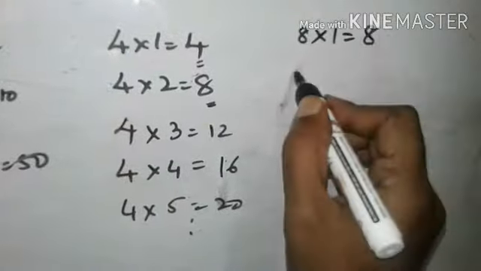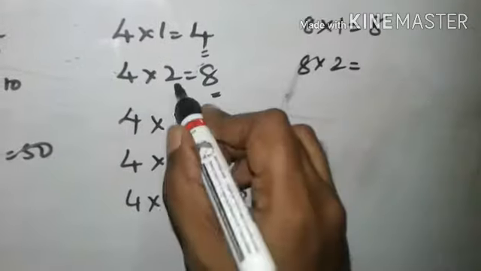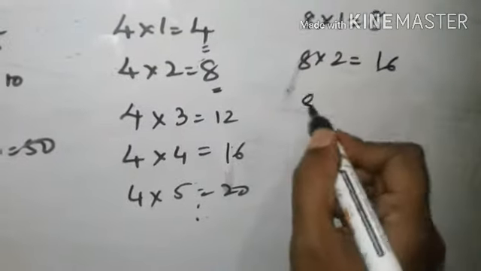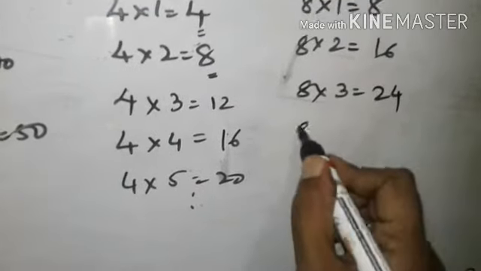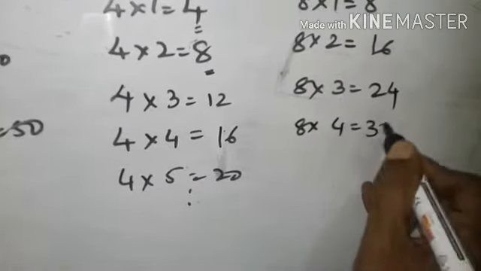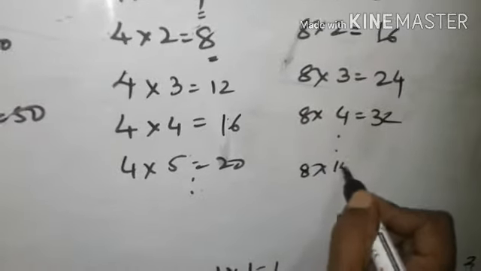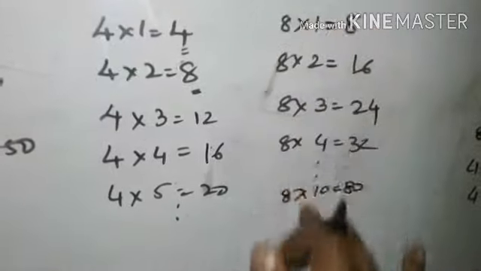8 into 1 is 8. 8 into 2 is nothing but 8 plus 8, that is 16. 8 into 3, how much? 24. 8 into 4, that is 32. That way up to 8 into 10 is 80. So once the 8 table has been mastered, the students switch on to a different table.